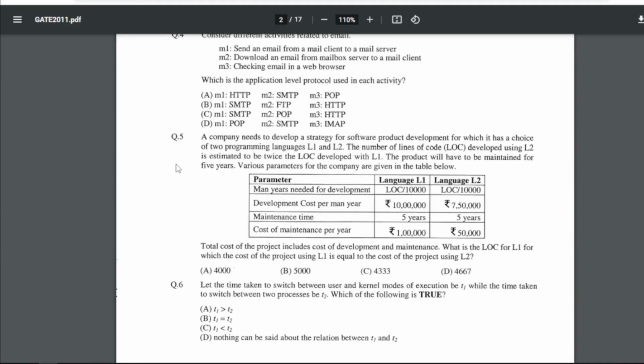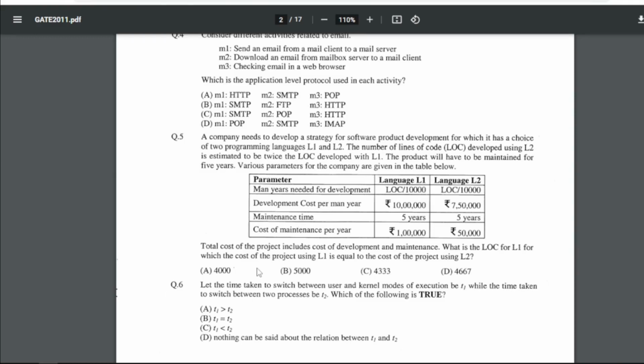Question number 5 is, a company needs to develop a strategy for software product development, for which it has a choice of two programming languages, L1 and L2. The number of lines of code (LOC) developed using L2 is estimated to be twice the LOC developed with L1. The product will have to be maintained for 5 years. Various parameters for the company are given in the table below, right? So this is the table that we have.